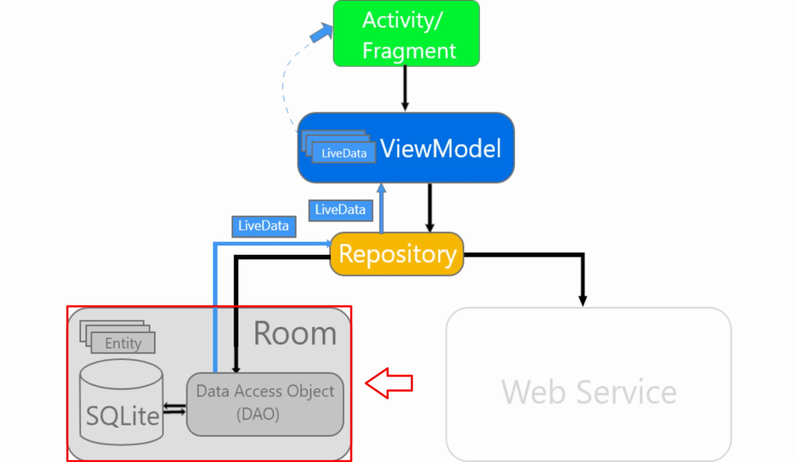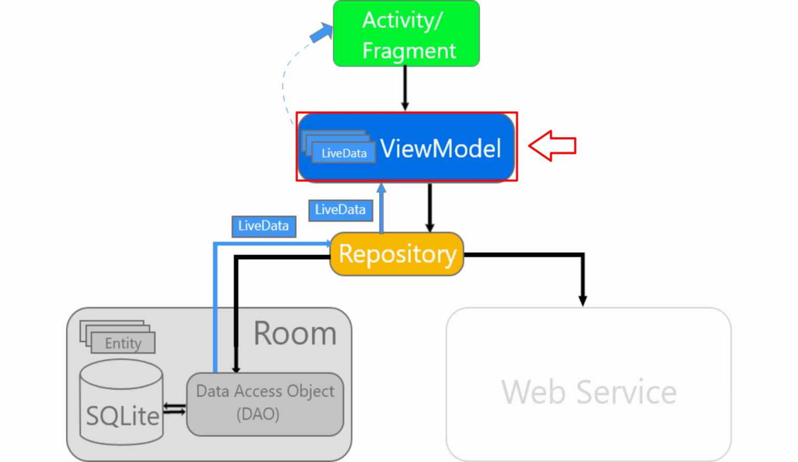Next we have repository, and repository is a class that is mainly used to manage multiple sources of data, as you can see in this diagram. You can have Room, you can have the SQLite database, or you can have the web service as the source of the data. Next we have a ViewModel, and the ViewModel acts as a communication center between the repository and the UI. And the UI no longer needs to worry about the origin of the data.